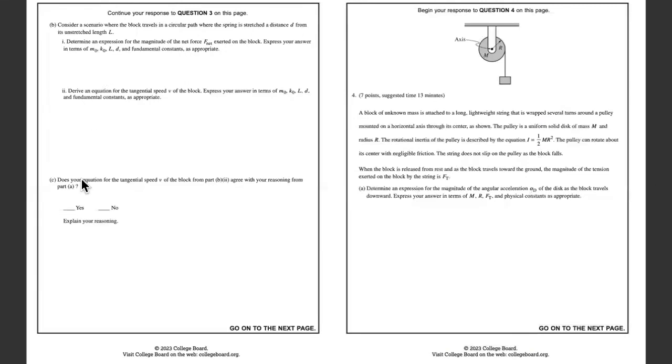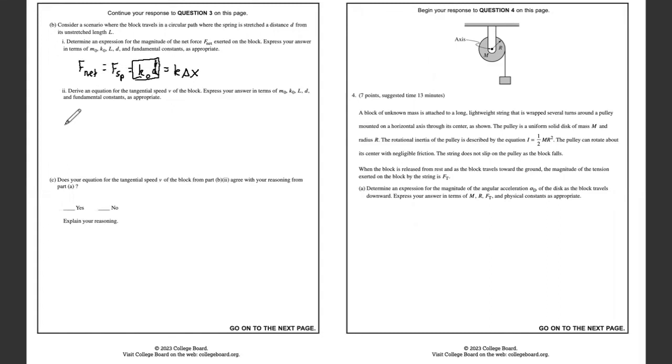Consider the scenario where you travel a circular path, derive an expression for the net force exerted on the block. That's not too bad. We already did that. We said that the net force should be the spring force, which is just going to be K0D, because it's the displacement from equilibrium. The unstretched length is L, so the stretched displacement from equilibrium is just D. So it's just going to be K0D.